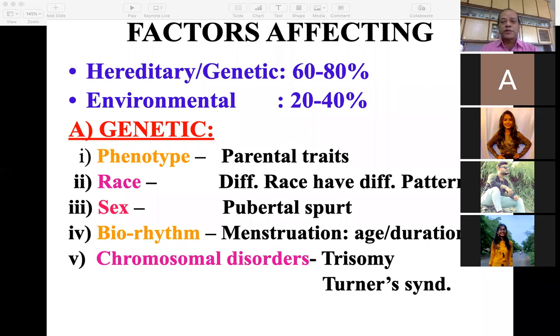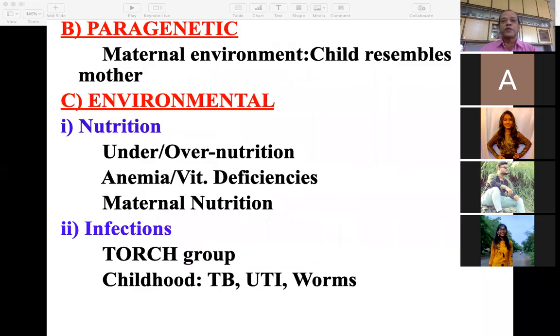Sex, we all know there is a difference in the pubertal spurt in boys and girls. Biorhythm, that is menstruation, many times it follows the age, and duration is as per the maternal menstrual cycle. Chromosomal disorders, you all know trisomy, Turner syndrome, and there are many other chromosomal disorders, so that will affect the growth and development. Paragenetic factor, the child remains for 9 months in the maternal environment in the mother's uterus. So in many things the child resembles the mother.